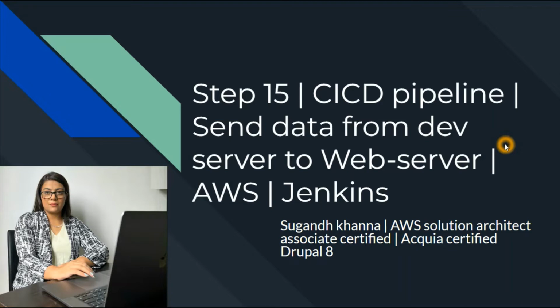So this is the last step of the CI/CD pipeline, step 15, where we will send data from our dev server directly to the web server. What we basically do is change our file and then commit our file with a git push, and when we do the git push, the build will automatically get triggered and the updated file will get deployed on the web server. Let's see how we will do it.